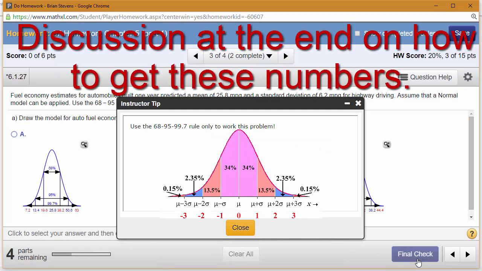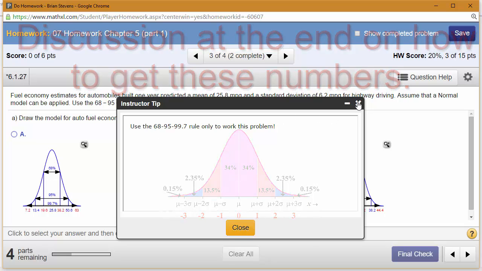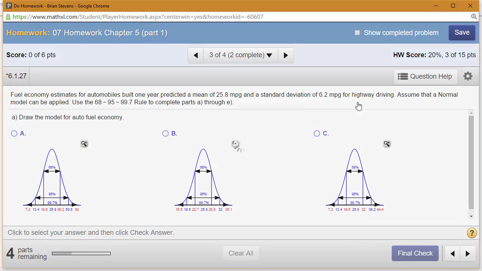Now, we must use the empirical rule to solve this problem. Remember, 68, 95, 99.7. Very, very important. I can't stress how important this is. You should know those numbers right away. So let's take a look right here. We have the mean of 25.8 and the standard deviation of 6.2.